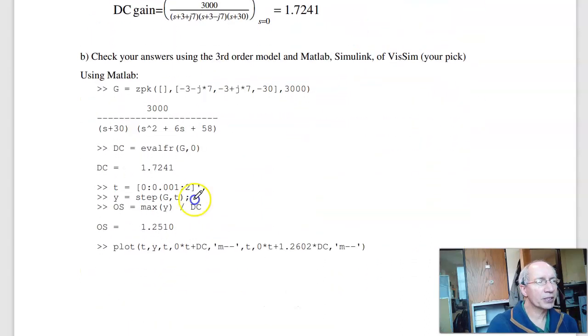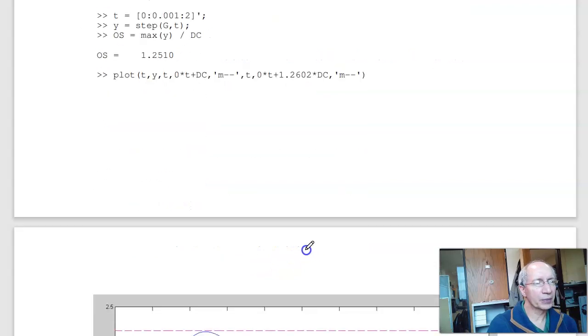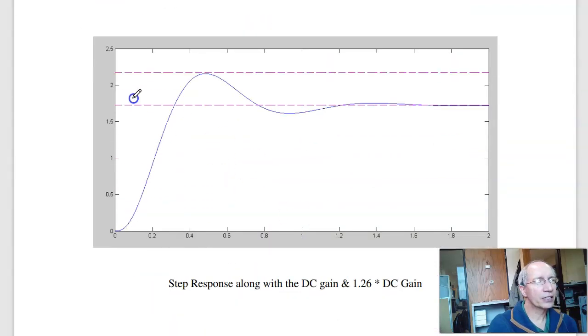I can check my answer. In MATLAB, input the third order system, find the DC gain, plot the step response, and I'm going to plot the step response along with the line at the DC gain and 26% more than the DC gain. Here's what that looks like. So here's your DC gain, here's your DC plus 26%. And you kind of see the overshoot is almost 26%.